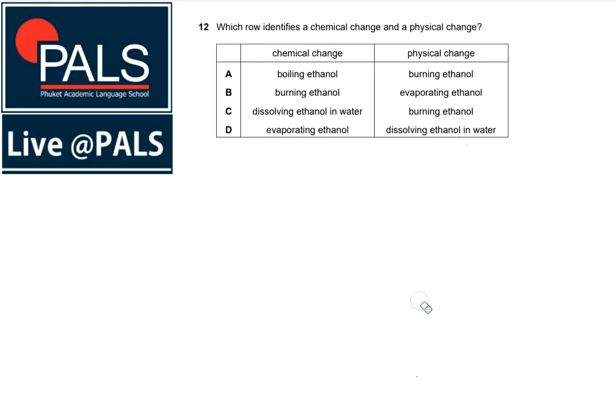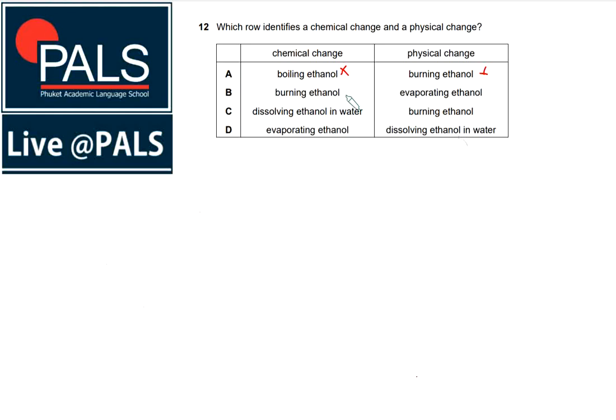Which row identifies a chemical change and a physical change? So we know that chemical changes cannot be reverted, while physical changes can be reverted. Boiling of ethanol, of course, can be reverted. Boiling is just boiling. Burning of ethanol, of course, cannot be reversed, so this is not a physical change.